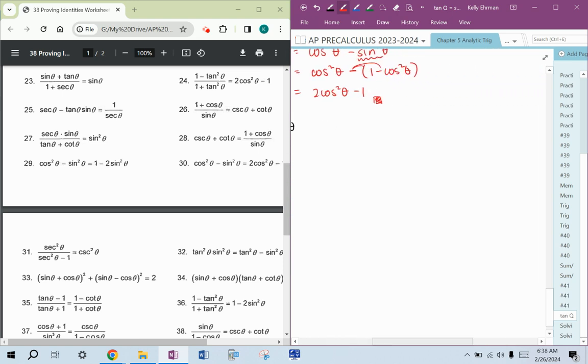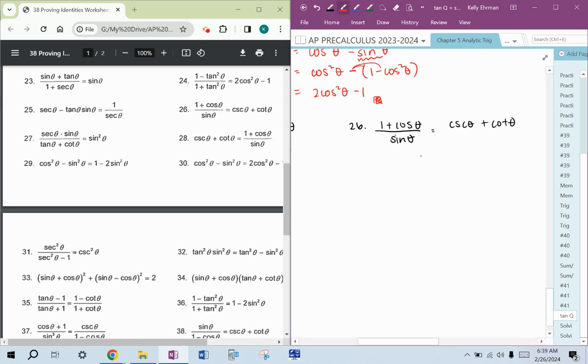All right, 26. 1 plus cosine theta, we've seen this before, over sine theta equals cosecant theta plus cotangent theta. Now, if you start on the left side, you're going to either use the Hart method or maybe you multiply by a conjugate. If you start on the right side, you can write in terms of sine and cosine. So maybe I'll do that.